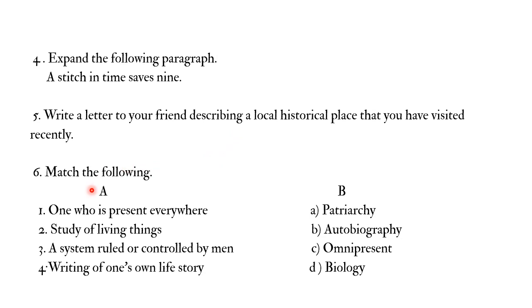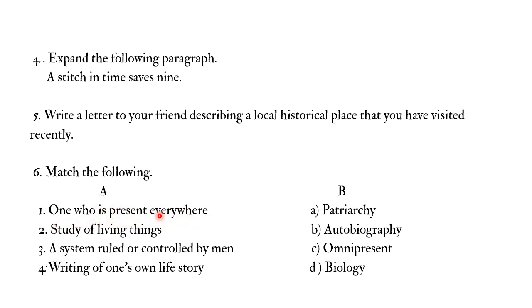The next one is about match the following. This is actually from one word substitutes. It is taken from Unit 1 and it tests your knowledge of vocabulary. See here, the questions are like this: one who is present everywhere, study of living things, a system ruled or controlled by men, writing of one's own life story. And here the answers are given and you have to identify the apt answer for each one. One who is present everywhere, that is omnipresent.